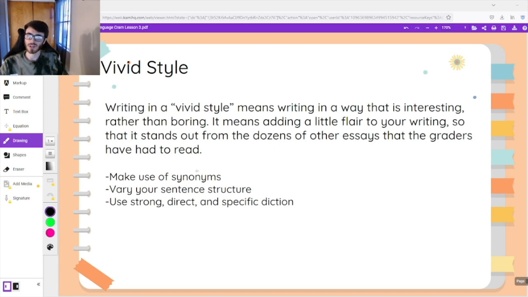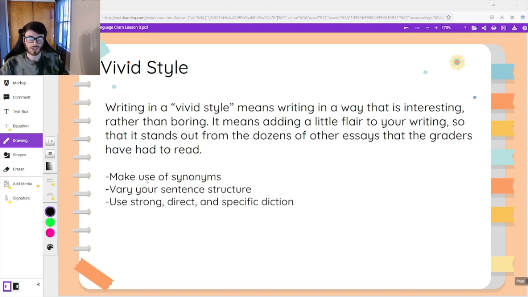How can we do this? There's a couple ways. Make use of synonyms. So don't use the same word over and over again. That's boring. It's more vivid to use different words that have the same meaning, right? If you're trying to talk about a cat 3 times, you could call it a cat one time, you could call it a kitty the other time, and you could call it a feline the third time, right? Don't call it a cat all 3 times, for example.